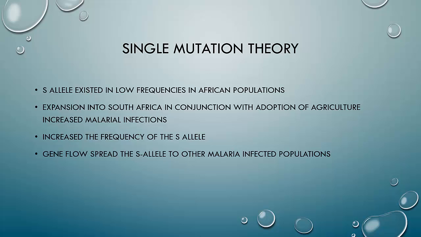Now, there are several explanations for how sickle cell anemia originated. So there is the single mutation theory, and this is that the S allele existed in low frequencies in African populations. Upon expansion into South Africa, in conjunction with the adoption of Swidden agriculture, this resulted in an increase in malarial infections. This increased the frequency of the S allele in the population.